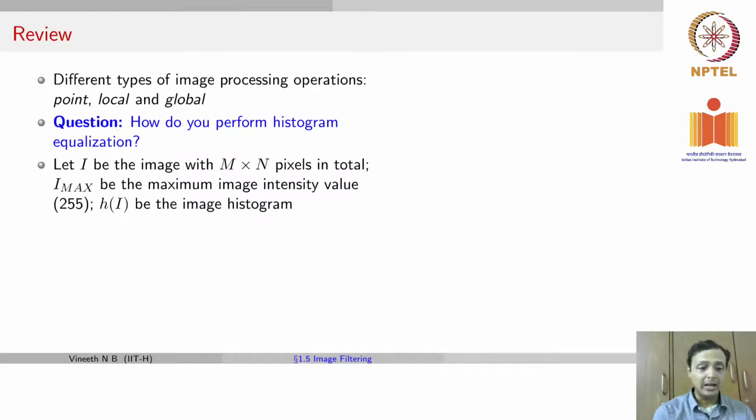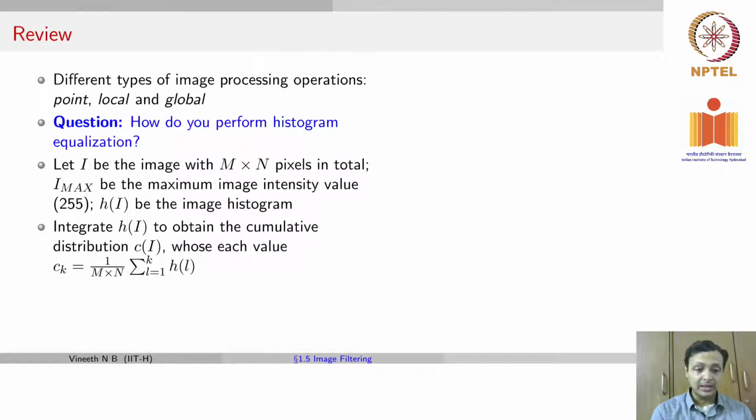So if you had I to be an image with m by n pixels, and let's assume that I max is the maximum image intensity value, and let's also create a histogram of the image which we denote as h of I. Remember that a histogram is nothing but binning your entire range of image values and counting how many pixels lie in each range. It's simply a frequency count in bins.